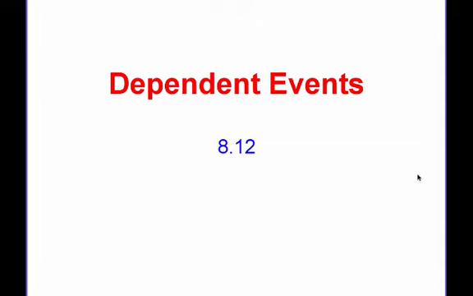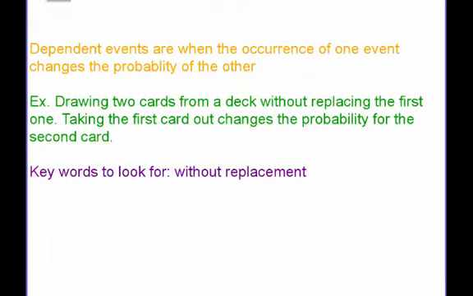For this video, we are going to be discussing dependent events. So we've already talked about independent events, and in independent events, the probabilities of one event did not affect the other. Well, dependent events are the exact opposite. Dependent events are when the occurrence of one event changes the probability of the other.